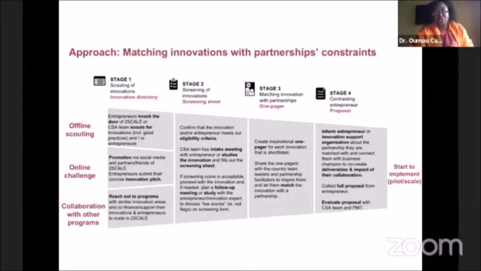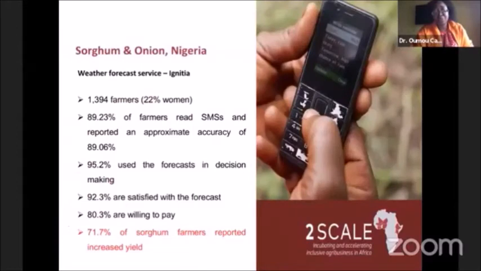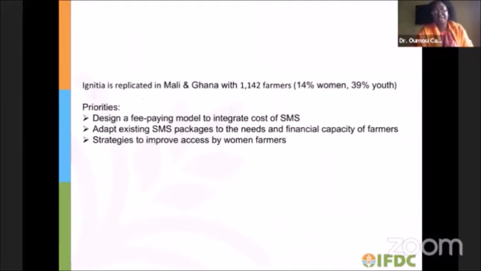deal. An example to illustrate that, which we have done in Nigeria, is with the Ignitia weather service provider, where they provide forecast information to farmers via SMS. This addresses the problem of farmers knowing when to plant, when it will rain, and planting on time. Connecting Ignitia to provide this service to farmers could solve that problem for sorghum farmers.